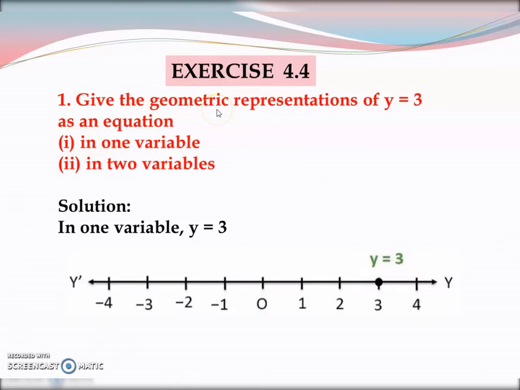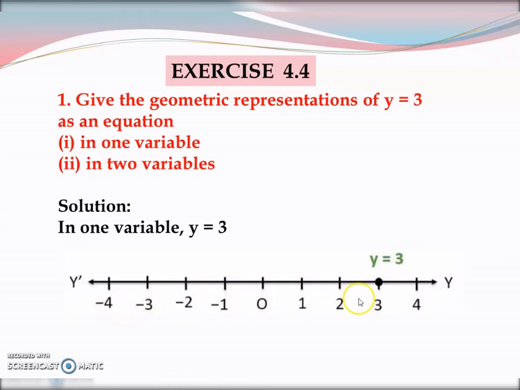Now here, when an equation is given to you which has only a single variable, it can be represented in two ways. It can be represented as a one variable equation also, it can be represented as a two variable equation also. So how it can be represented as two variable, that we'll discuss. First, the one variable part we'll see. Y is equal to 3. In one variable form, it will be just a number line.